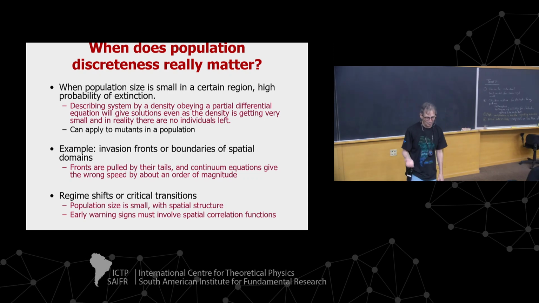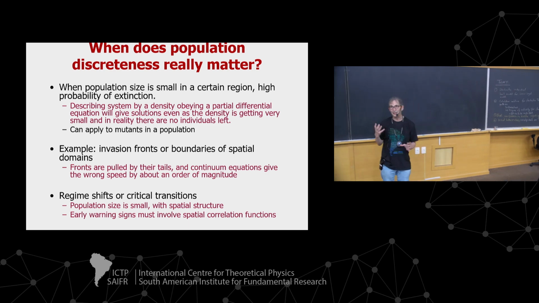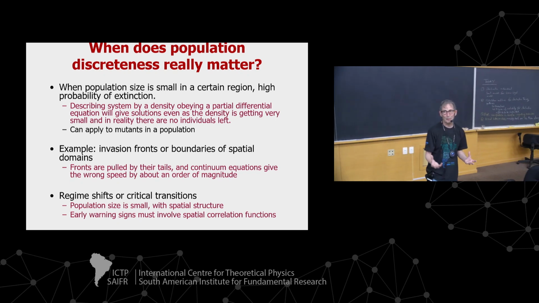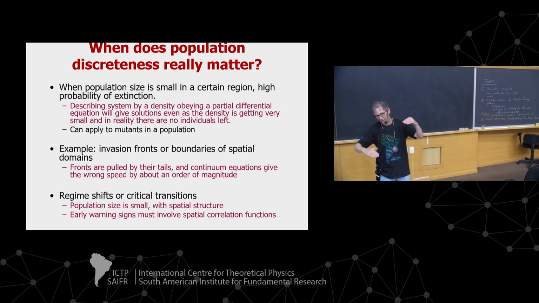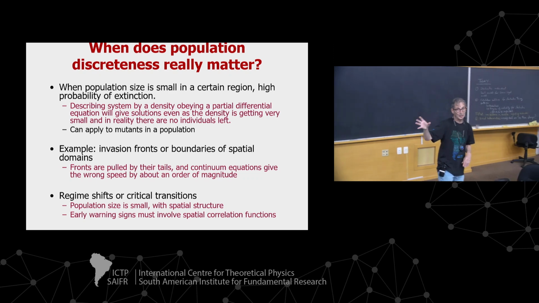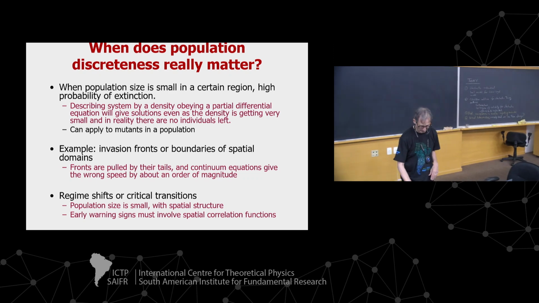All right, and then lastly, if you have regime shifts or critical transitions, we actually heard that patterns are maybe some sort of early warning signal, at least somewhat associated with the presence of a regime shift, a phase transition in an ecosystem, and those early warning signs will need spatial correlation functions. They will look at the behavior of the system when it's going from one phase to another. Then by definition, the order in the phase that it is going into is going to be small, and so discreteness will also matter there.